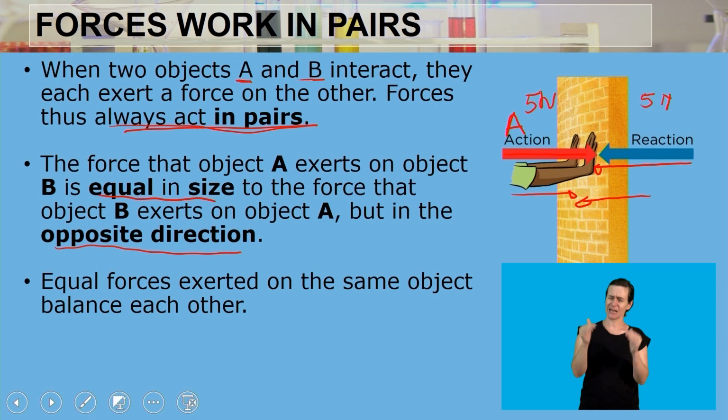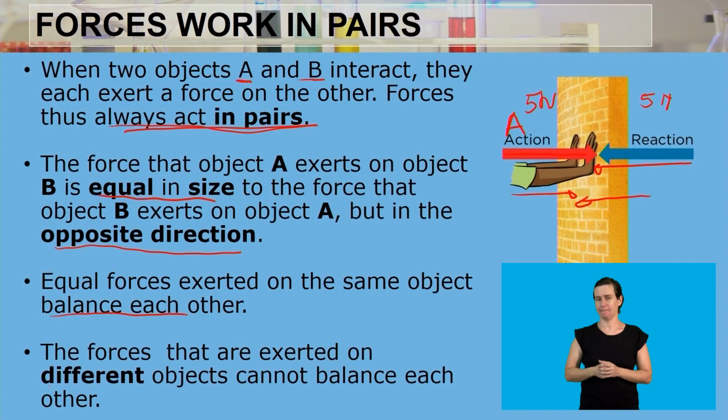Equal forces exerted on the same object are going to balance each other out. Remember, when forces balance each other out, they are said to be at equilibrium. However, should the forces not balance each other out, then they are not at equilibrium. The forces that are exerted on different objects cannot balance each other.